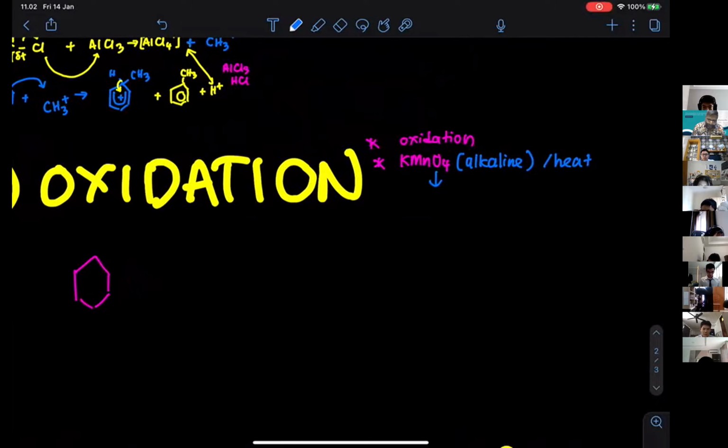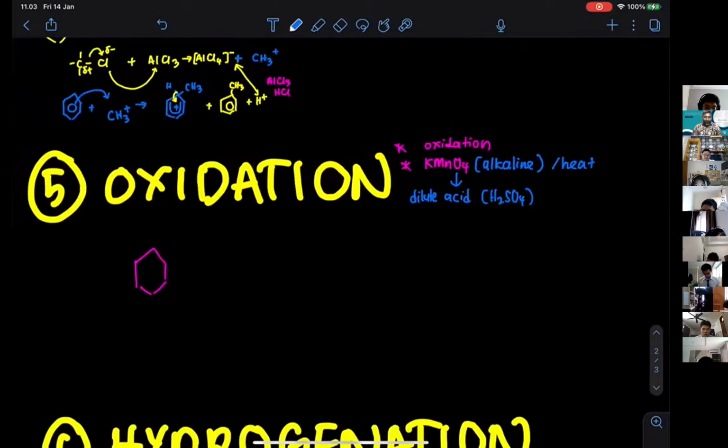And then you add acid. That acid must be dilute. So dilute acid. In my notes, I put H2SO4. So it means alkaline first, then you add dilute acid. So slightly different. And what will happen?